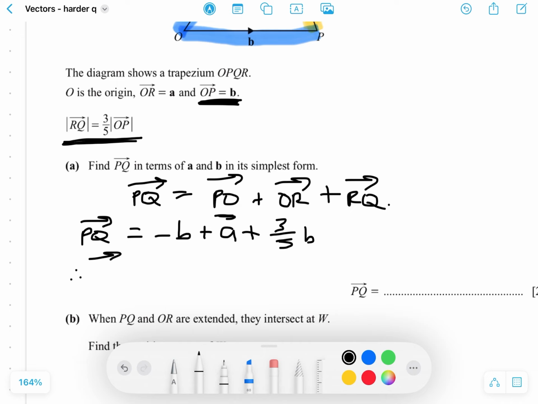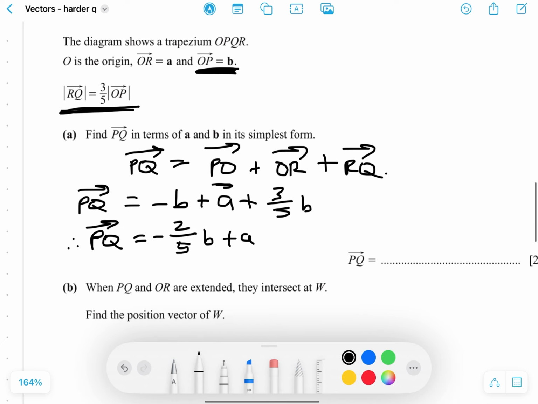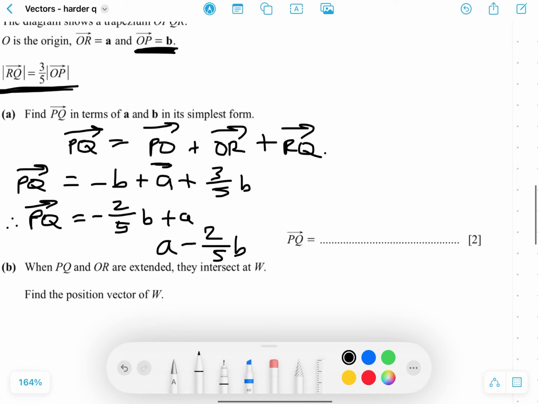So therefore, P to Q is equal to negative 2/5B plus A, or A minus 2/5B. So that's our answer for that one. A minus 2/5B.